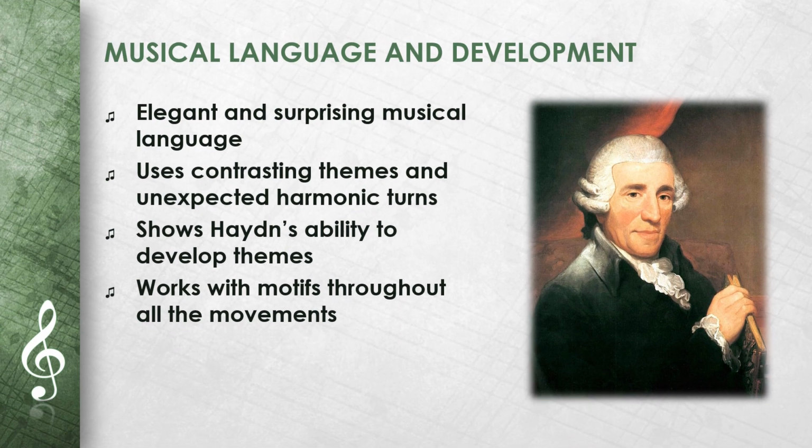Haydn's musical language in Symphony No. 90 is both elegant and surprising. He uses contrasting themes, unexpected harmonic turns, and refined rhythmic structures. The symphony shows Haydn's ability to develop themes and create great musical arches. Particularly noteworthy is the way he works with motifs throughout all the movements, creating an inner unity of the work.